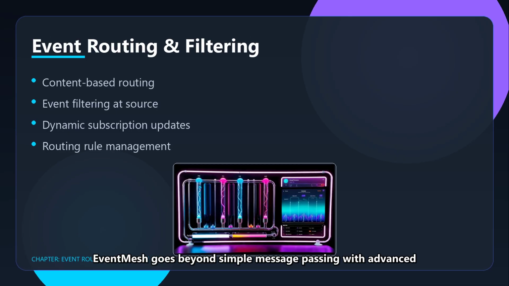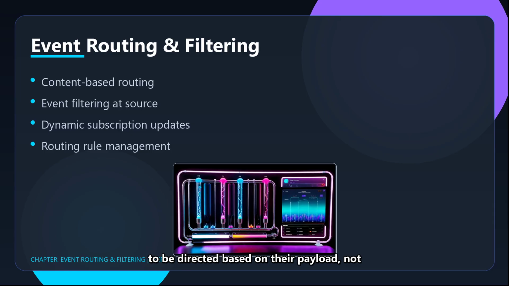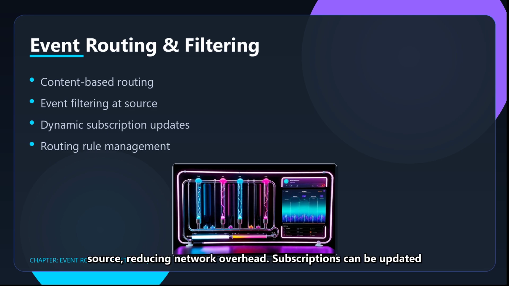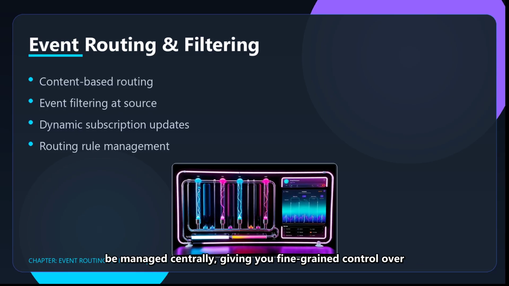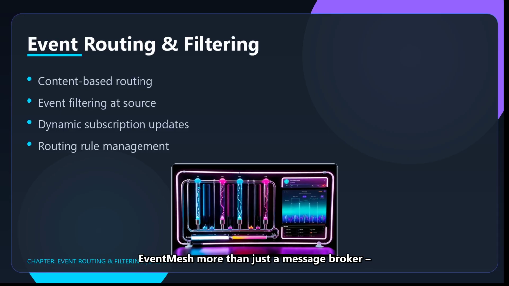EventMesh goes beyond simple message passing with advanced routing and filtering capabilities. Content-based routing allows events to be directed based on their payload, not just their topic. Filtering can happen at the source, reducing network overhead. Subscriptions can be updated dynamically without restarting services. And routing rules can be managed centrally, giving you fine-grained control over event flow in complex systems. This intelligence makes EventMesh more than just a message broker.